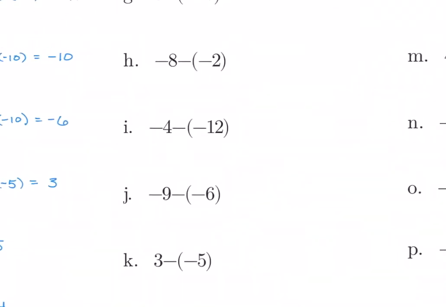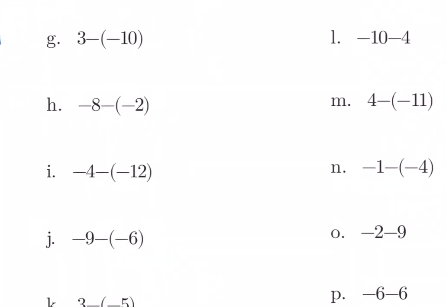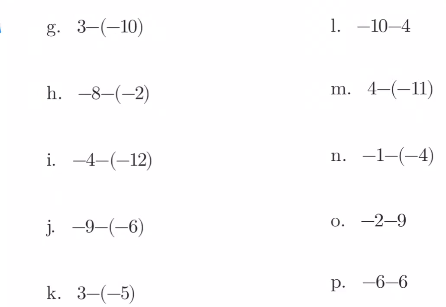Okay, so now let's look at some other examples. Now for this next set, we want to go ahead and remember our rule for minus and negative. These are ones that we do have to convert into addition. So the first thing that I'm going to do is rewrite this as 3 plus, what's the opposite of negative 10? It is positive 10. So these two negatives become a plus.